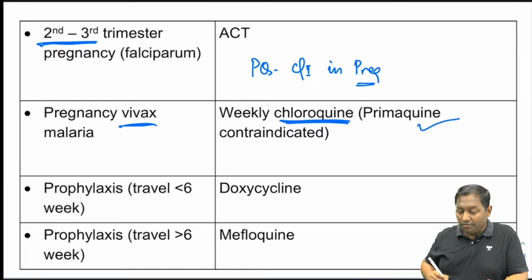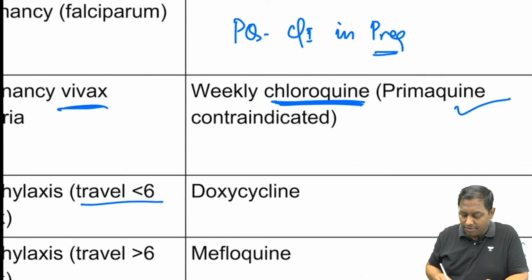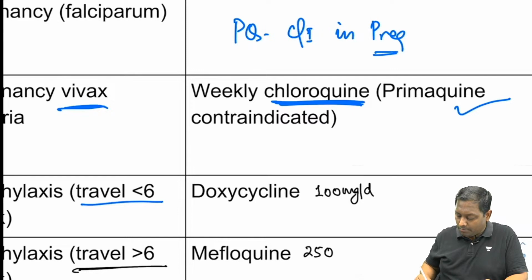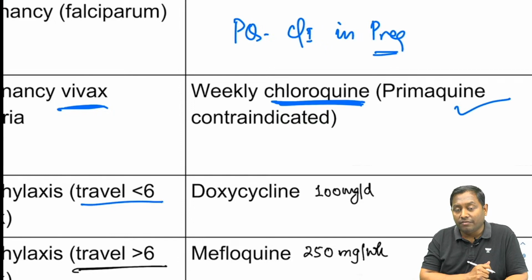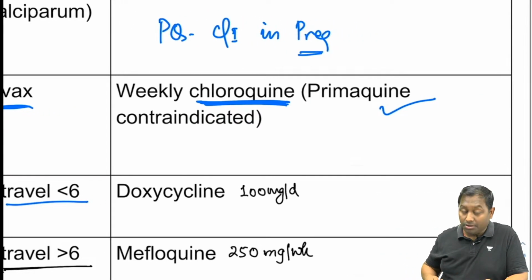A question that is being frequently repeated is on the prophylaxis. When the patient is traveling to malaria endemic area, if the duration of journey is less than 6 weeks, then we will be giving doxycycline 100 milligram on the daily basis. If the duration of journey is more than 6 weeks, we call it as a long-term prophylaxis. We are going to use mefloquine 250 milligram on the weekly basis. Doxycycline 100 milligram on the daily basis that we have.